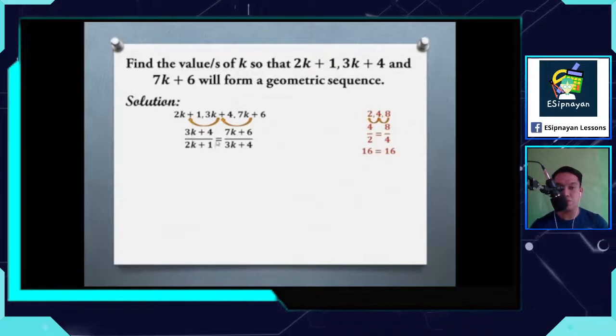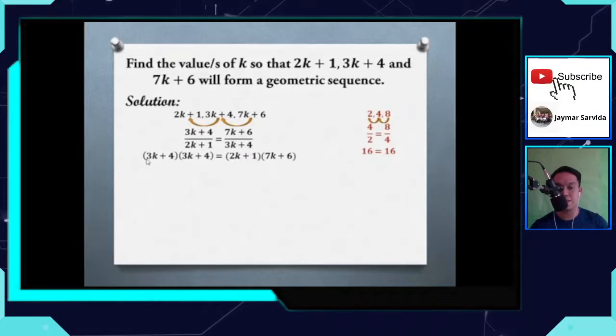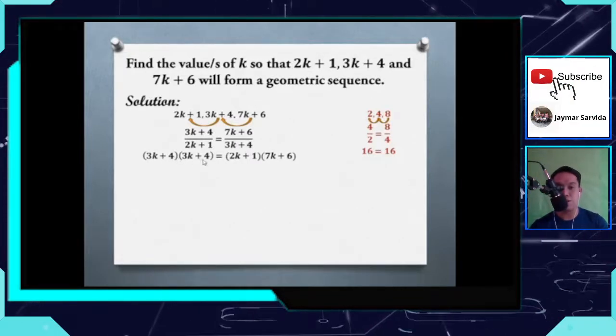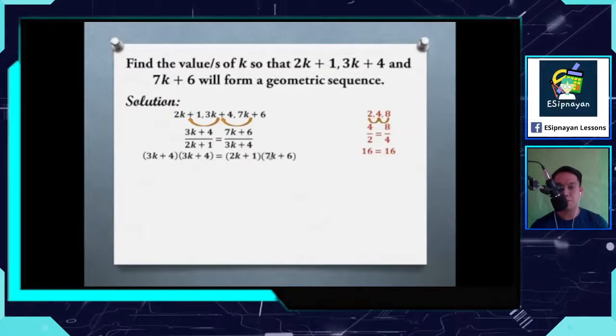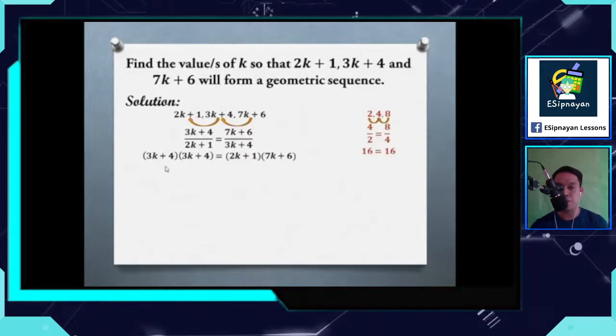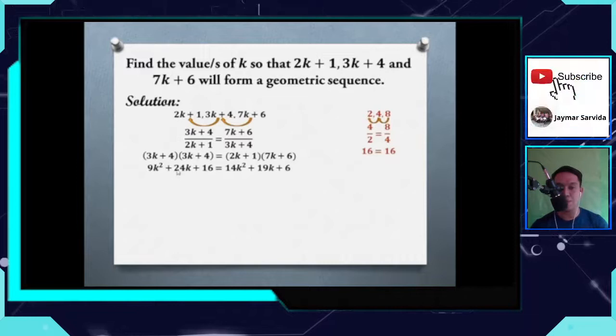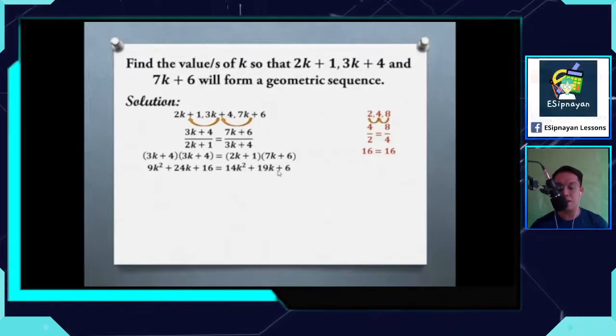So the ratio of 3k plus 4 over 2k plus 1 is equal to the ratio of 7k plus 6 over 3k plus 4. Then let's cross multiply. So quantity of 3k plus 4 times quantity of 3k plus 4 equals quantity of 2k plus 1 times the quantity of 7k plus 6. Then, i-times natin yan, so that will become 9k squared plus 24k plus 16 equals 14k squared plus 19k plus 6. I-rewrite lang natin yung ating equation.